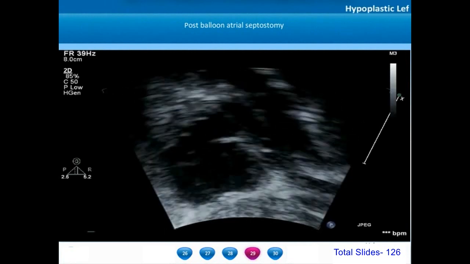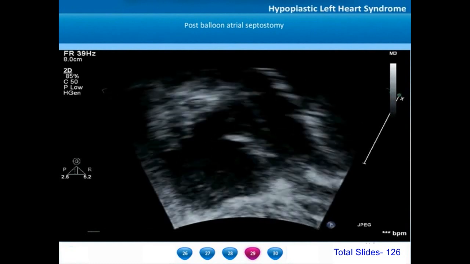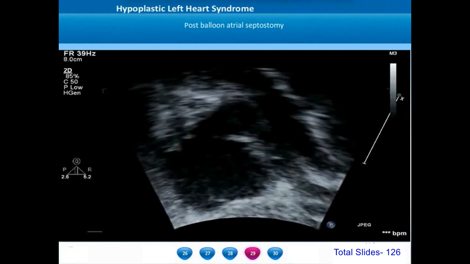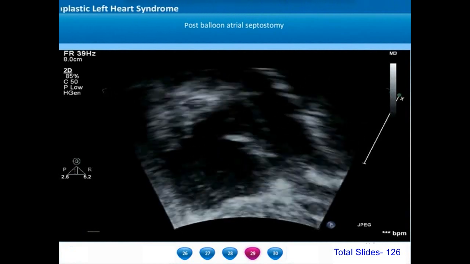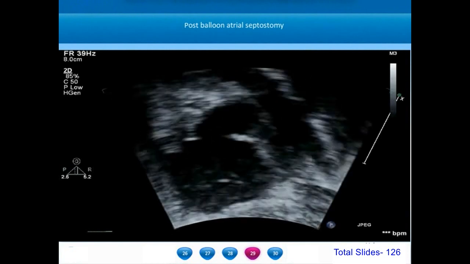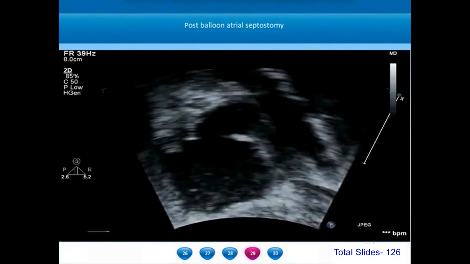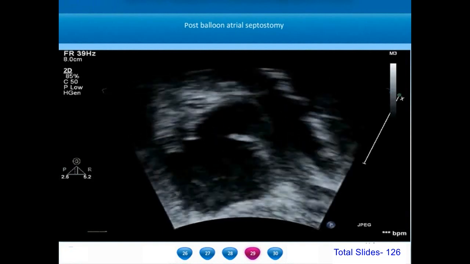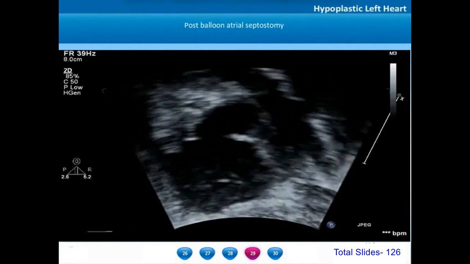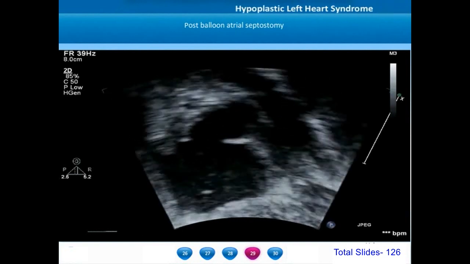This is an interatrial septum that has been opened out with a balloon atrial septostomy. We can see the flap of the septum primum floating in the right atrium. Only a very few patients with hypoplastic left heart syndrome can be palliated with a balloon atrial septostomy, since most of the septum will be very thick and muscular.